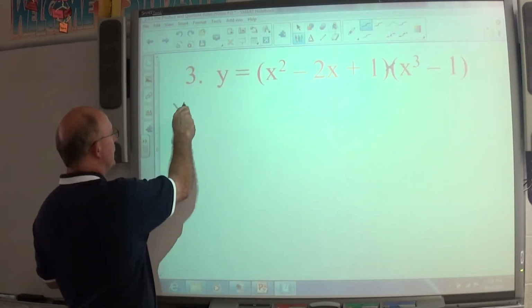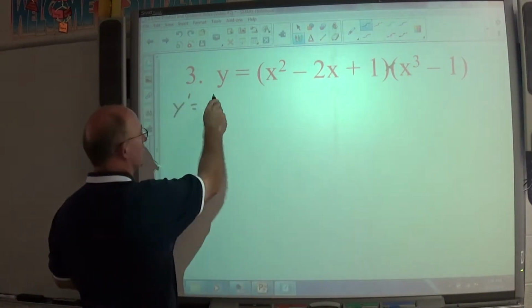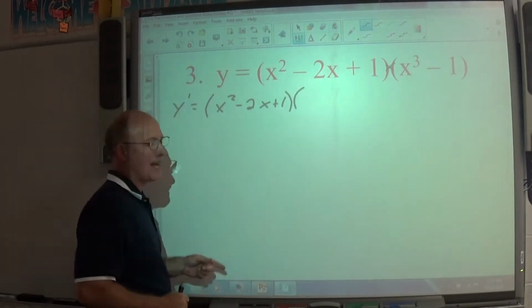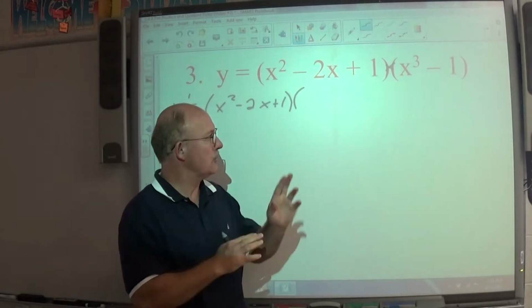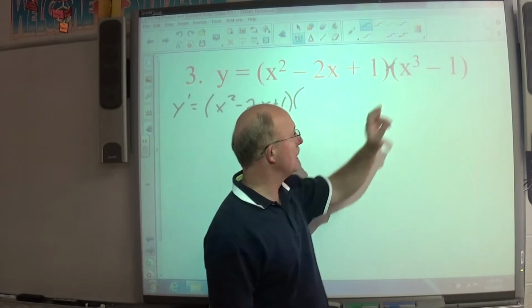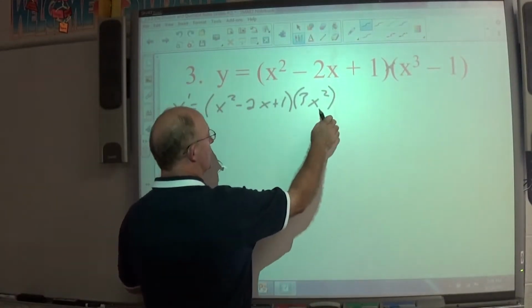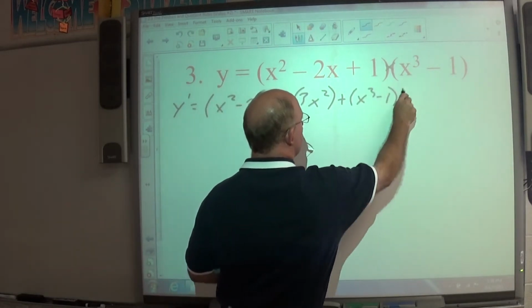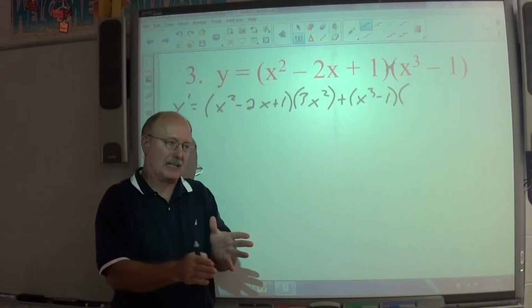So as we describe our derivative now, the trinomial will be our first term. So this will be x squared minus 2x plus 1. So the first times the derivative of the second. Now I'm going to go ahead and write the derivative down this time. So we should know how to find the derivative of x cubed minus 1. This is the difference. The derivative of x cubed is 3x squared. That's the first times the derivative of the second plus the second, which is x cubed minus 1, times the derivative of the trinomial.